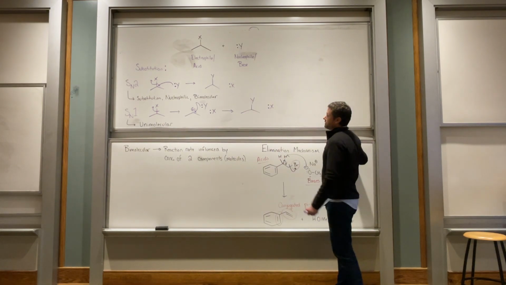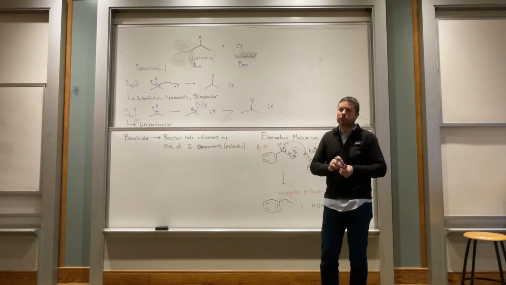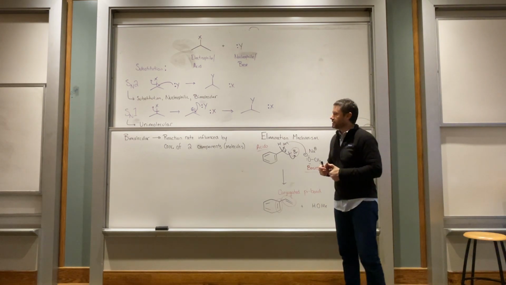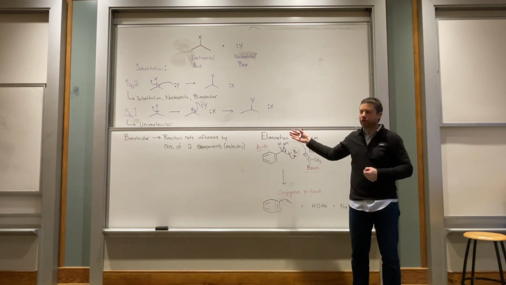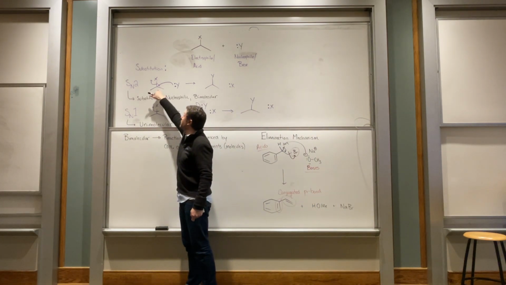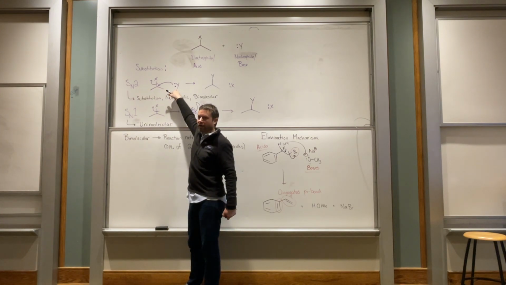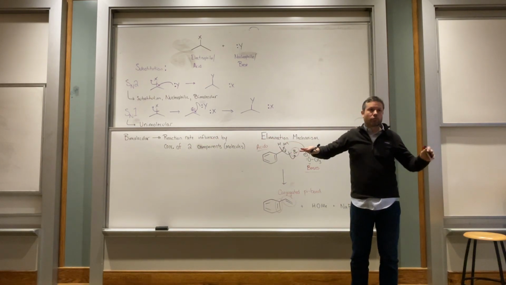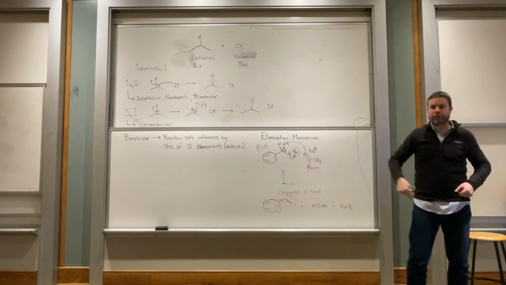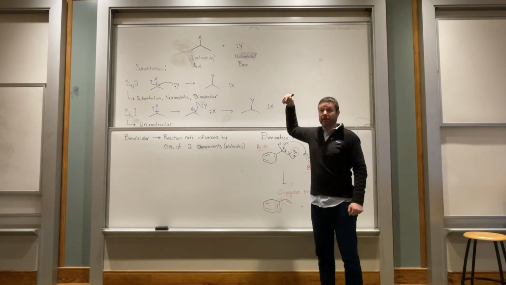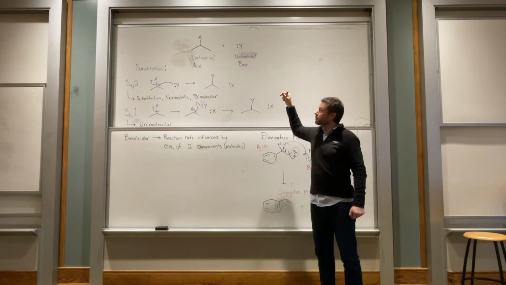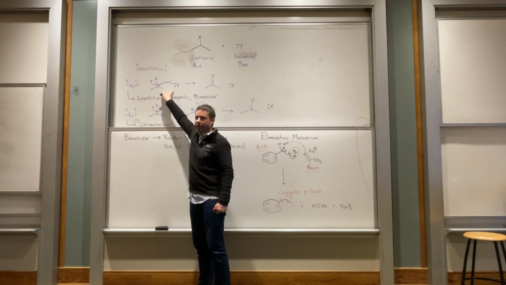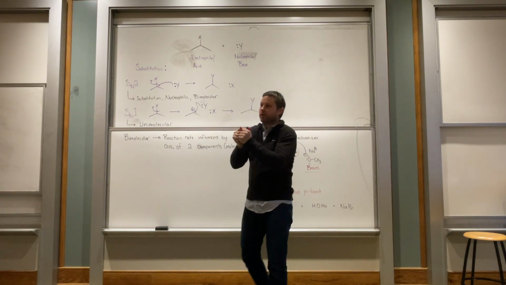So bimolecular refers to the reaction kinetics. Bimolecular means that the reaction rate is influenced by the concentration of two components. In this case, it would be influenced by the concentration of the alkyl halide and whatever your nucleophile is. So if we decrease the amount of either one of those, we're also going to decrease the rate of the reaction. If we increase the amount of either one, we're also going to increase the rate of the reaction. That should make sense because in order for this reaction to take place, these two things have to meet up. They have to be in the flask, get close to each other, and interact.